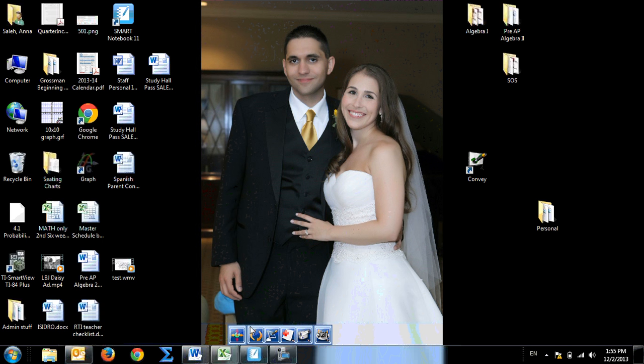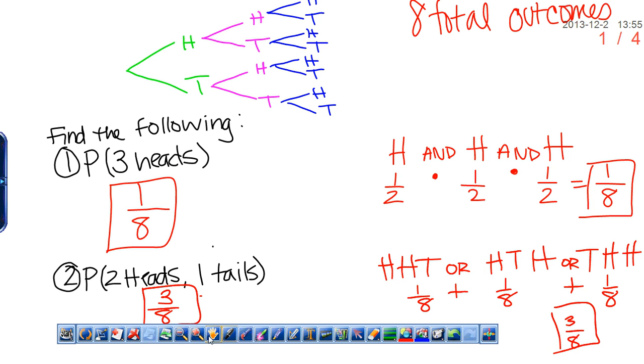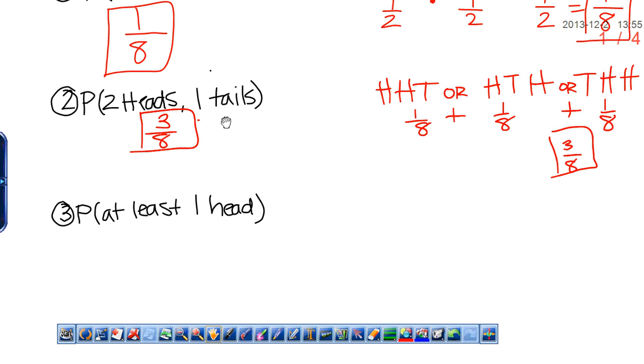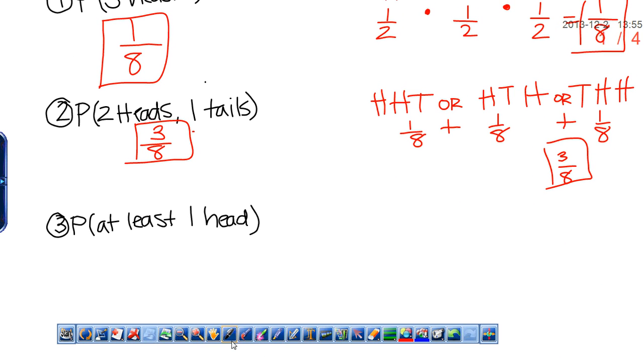All right. Oops, sorry. Now I want the probability of getting at least 1 head. Probability of getting at least 1 head. Now let's think about what that means. At least 1. At least 1 head means what? There has to be one. Greater than or equal to. Okay, so 1 head, 2 heads, or 3 heads, right?